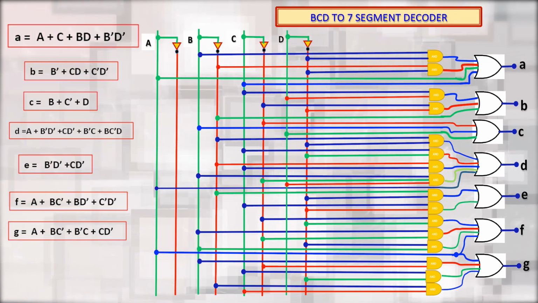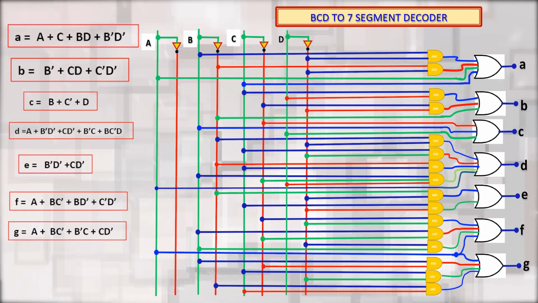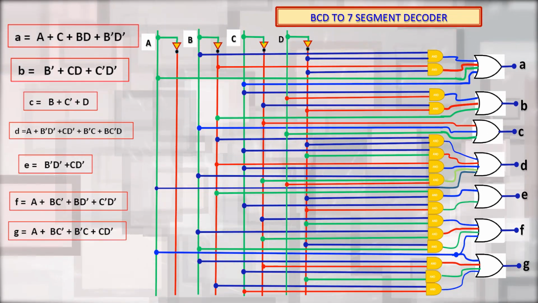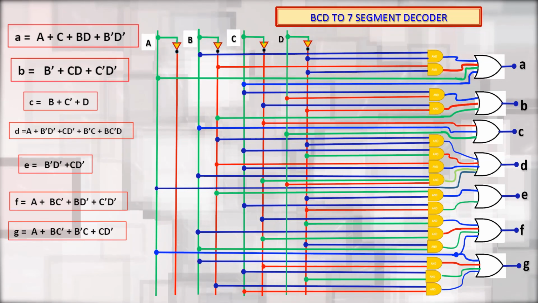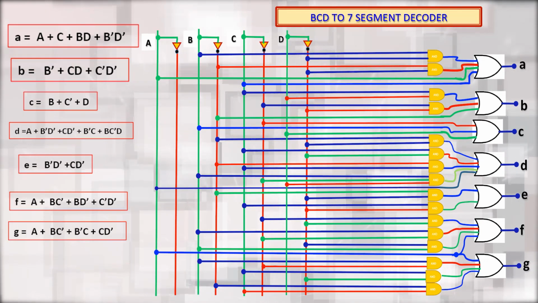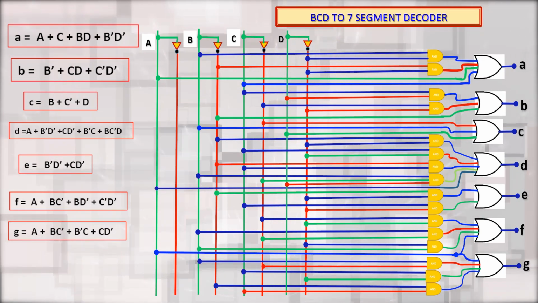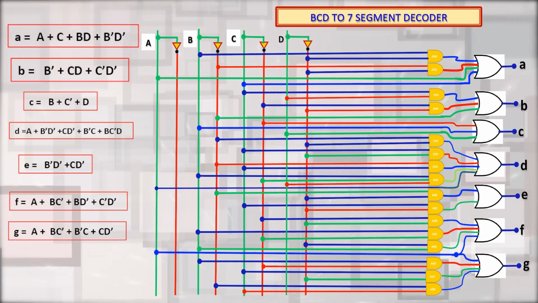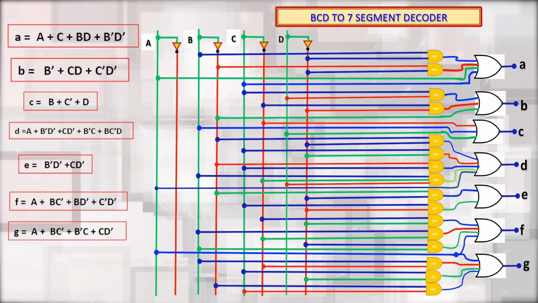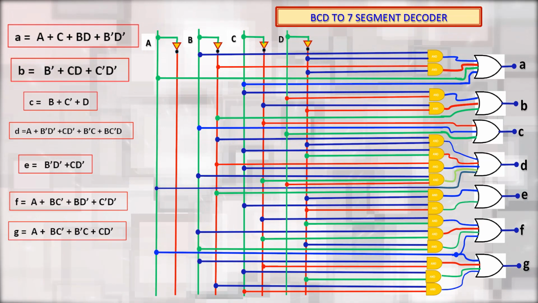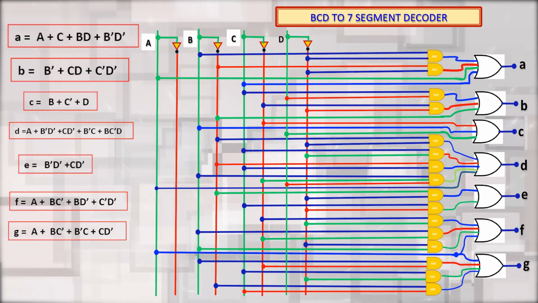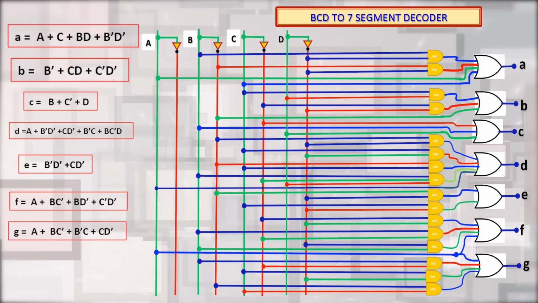Then to realize segment B, we will be needing an OR gate of 3 inputs, and also 2 AND gates of 2 inputs. So, B bar is directly connected to the OR gate, then C bar and D bar are first connected to an AND gate, and the output of the AND gate is connected to the OR gate. Then C and D are first connected to an AND gate, and the output of the AND gate is connected to the OR gate. This way we will be realizing segment B.